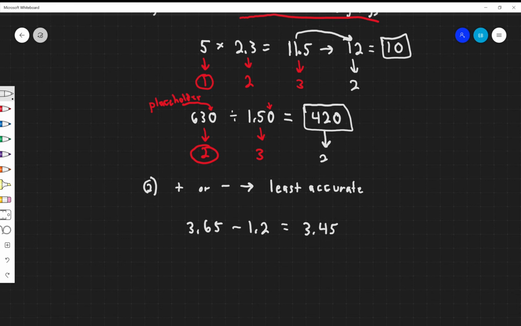But I'm going to look at the two elements of this problem, and I see this number goes to the hundredths place, while this number, 1.2, goes to the tenths place. So this is going to be the least accurate. My answer is going to go out to that number of decimal places. I can only go to this tenths place. So that 3.45 isn't quite right. I need to round so that I get 3.5. So there's my final answer.